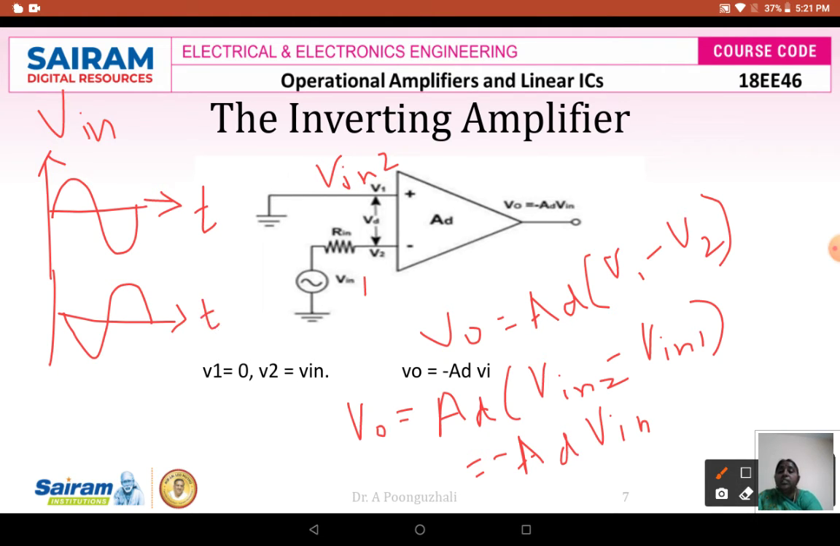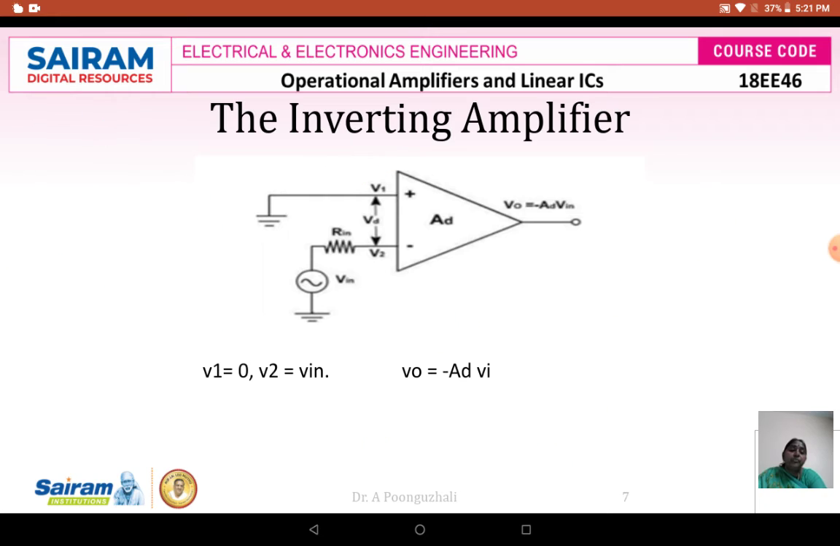So that means it is your 180 degree phase shift. I am going to have a 180 degree phase shift with respect to my input waveform, and I am going to get the output waveform there. So this minus sign indicates that my output is going to be 180 degree phase shifted. That is the concept of your inverting amplifier.